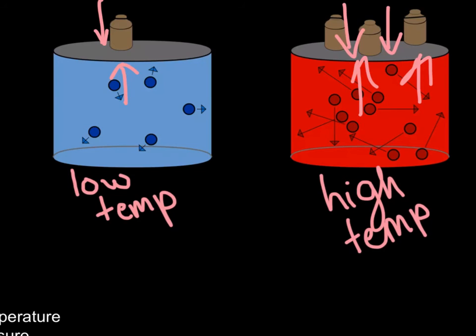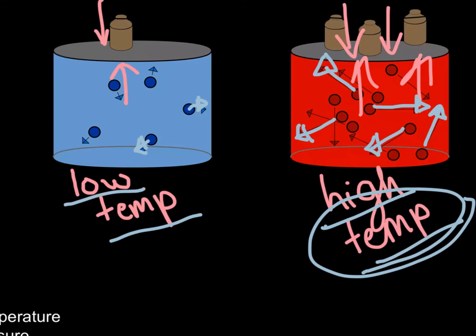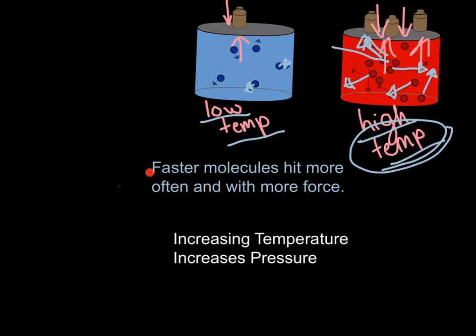So let's also look here. I want you to pay attention to these arrows. These arrows tell me how fast something is moving. We call them vectors. So if something has a larger arrow, we know it has a higher temperature. Whereas if something has a smaller arrow, we know it has a lower temperature. So we can conclude that if I increase temperature, it's going to cause the gas molecules to go faster. We can summarize this observation by saying faster molecules hit more often and with more force, which increases pressure. So we can say increasing temperature increases pressure.